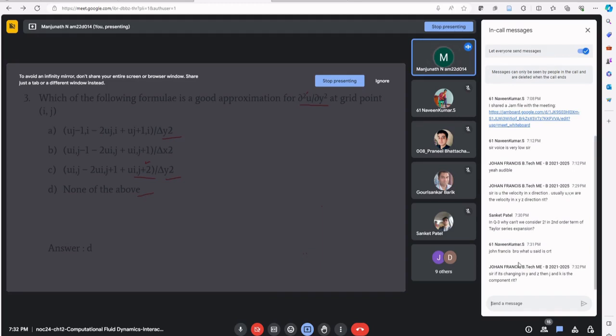Okay, so there are some questions in the chat. Sir, if it's changing in y and z, j and k is the component. Actually, we are not talking about that. What I am talking about, the i and j, is not about the vector components. These are the grid points actually.